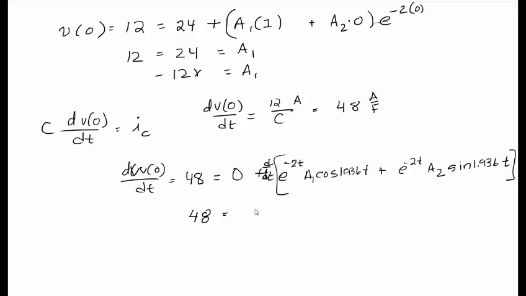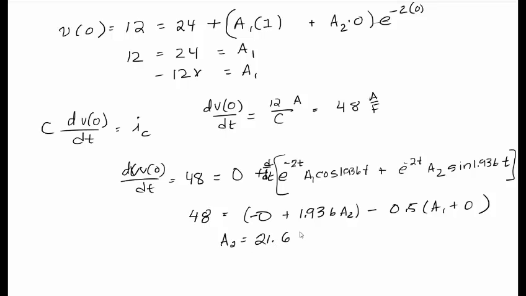So you'll get minus 0 plus 1.936 A2 minus 0.5 A1 plus 0. You can work through that math, but in the end, we already had A1 right here, so then you solve for A2, and A2 will be 21.694. So then you go back and you reconstruct the final complete solution, which is this.